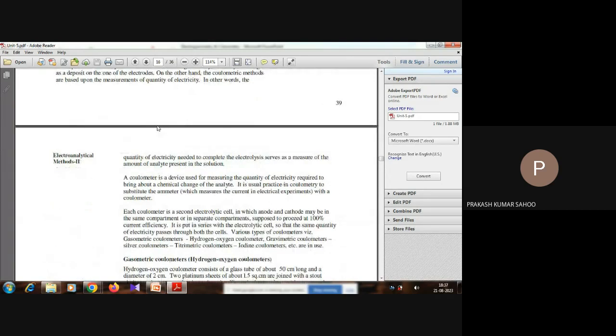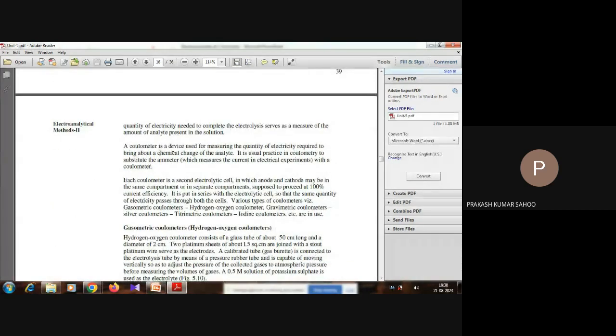Then we have: what is a coulometer? It is a device used for measuring the quantity of electricity required to bring about a chemical change of the analyte. It is usually practiced in coulometry to substitute the ammeter, which measures the current in electrical experiments, with a coulometer. So this is just a substitute to the ammeter.